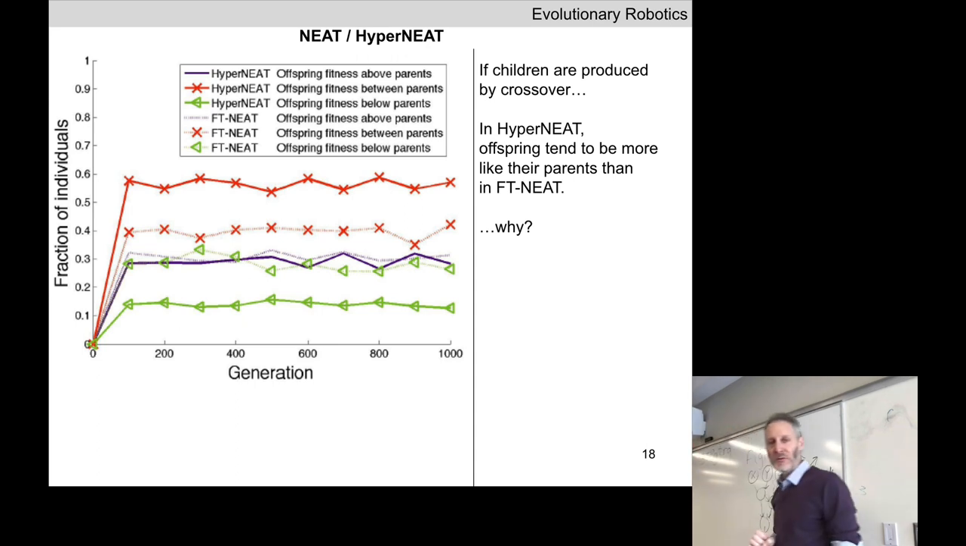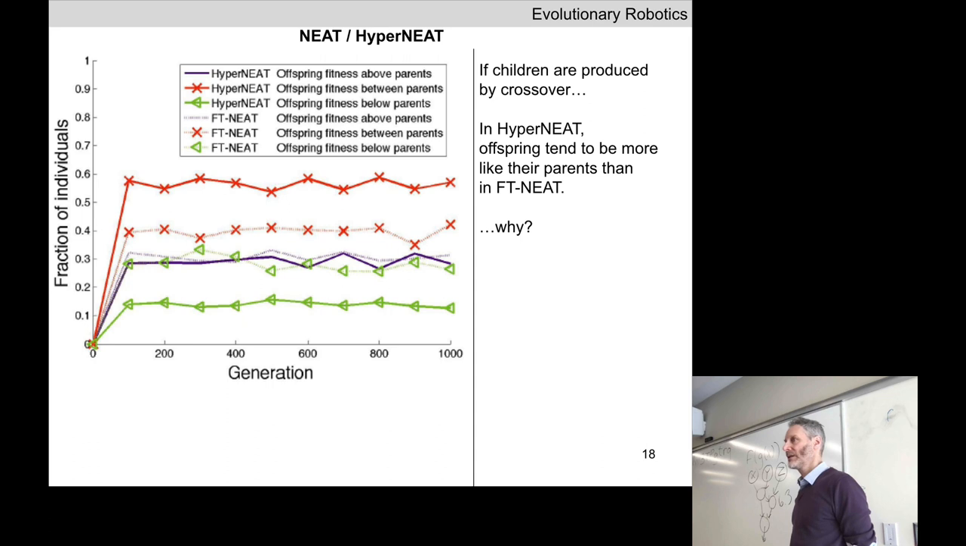It's maybe a little bit difficult to see from the back of the room. All the dashed lines are for fixed topology NEAT. All the solid lines are for HyperNEAT. What's happening here? What can you conclude from this data? Several things you can conclude here. You'll notice that both orange lines are above the purple and green lines. What does that mean?